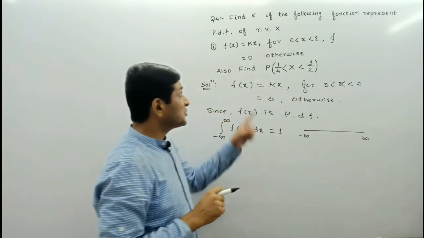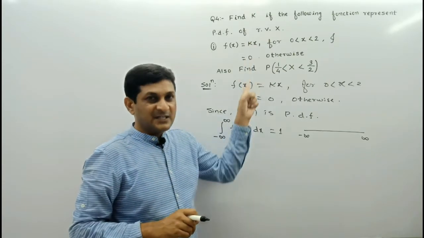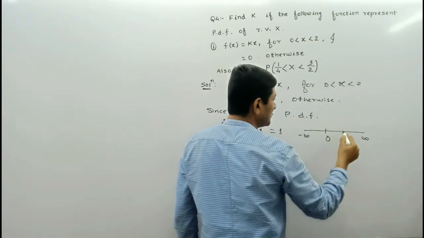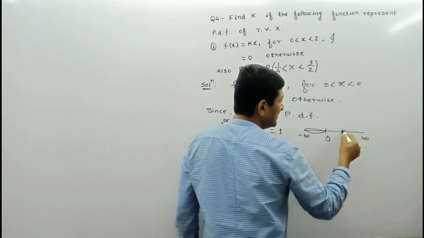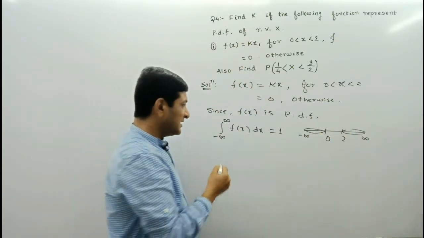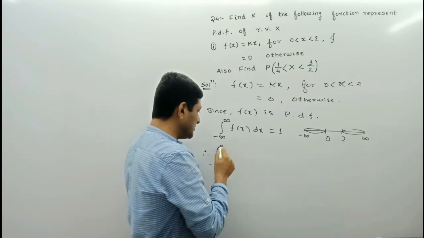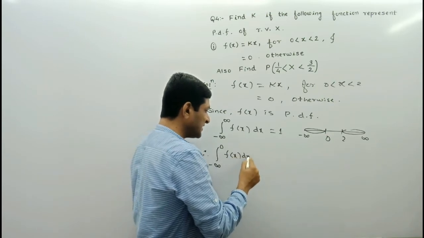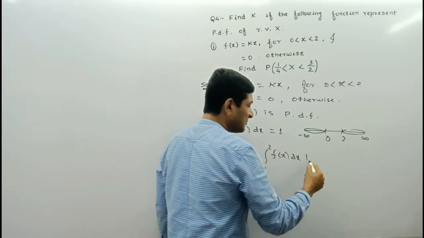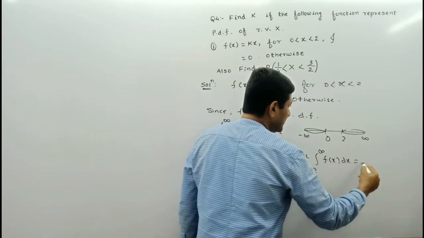Here two different values of f of x are given to us. Which value we have to use in which interval is given to us, isn't it? So this is the value of f of x if x lies between 0 to 2. Otherwise, in this part and in this part, the value of f of x is 0. That's why we are dividing this interval into three parts: integration from minus infinity to 0 of f of x dx, plus 0 to 2 of f of x dx, plus 2 to infinity of f of x dx.